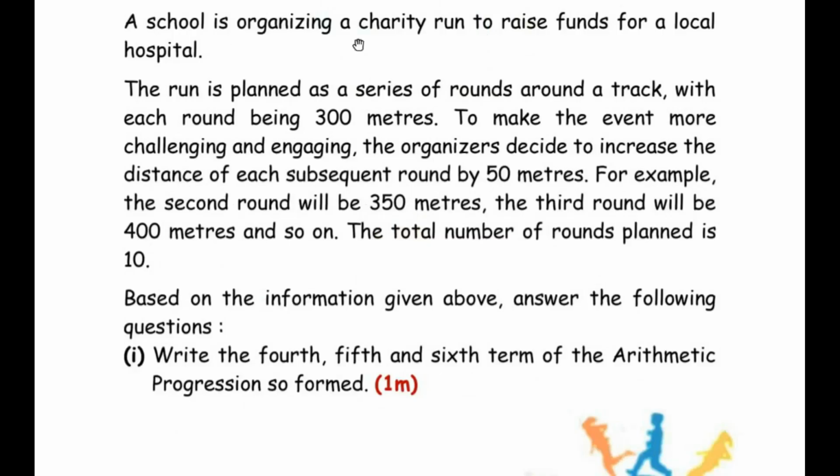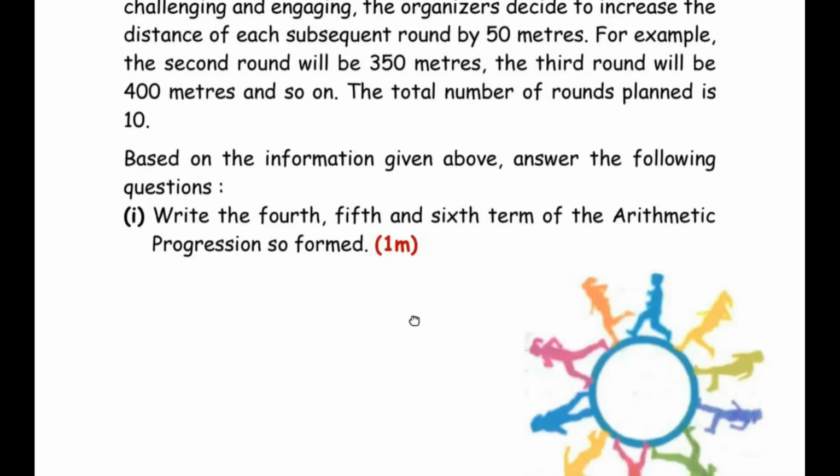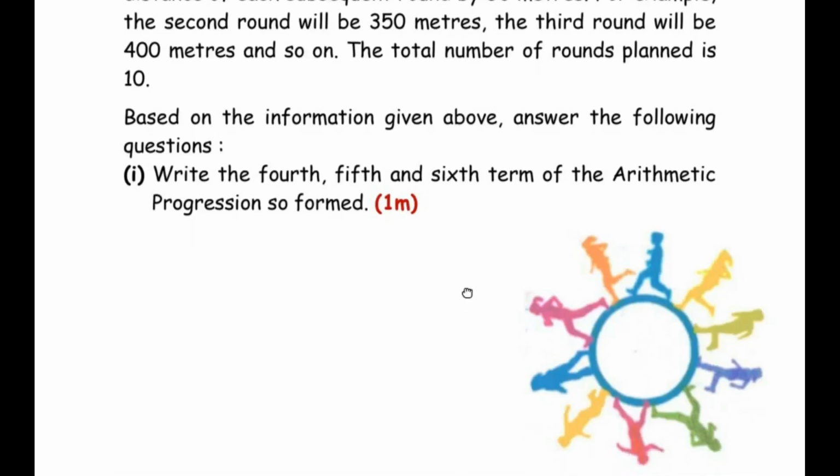A school is organizing a charity run to raise funds for a local hospital. The run is planned as a series of rounds around a track with each round being 300 meters. To make the event even more challenging and engaging, the organizers decide to increase the distance of each subsequent round by 50 meters. For example, the second round will be 350 meters, the third round will be 400 meters, and so on. The total number of rounds planned is 10. Based on the information given above, answer the following questions.